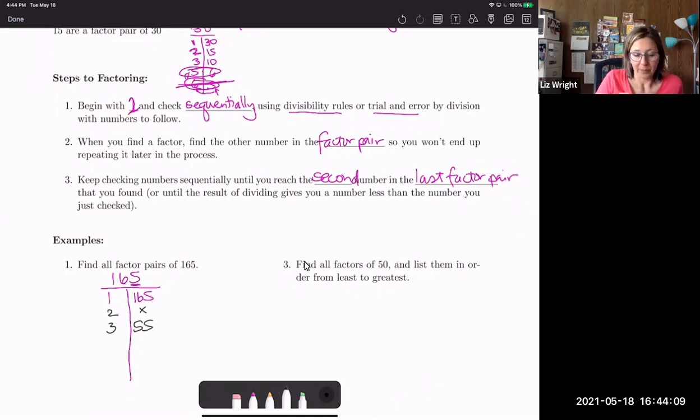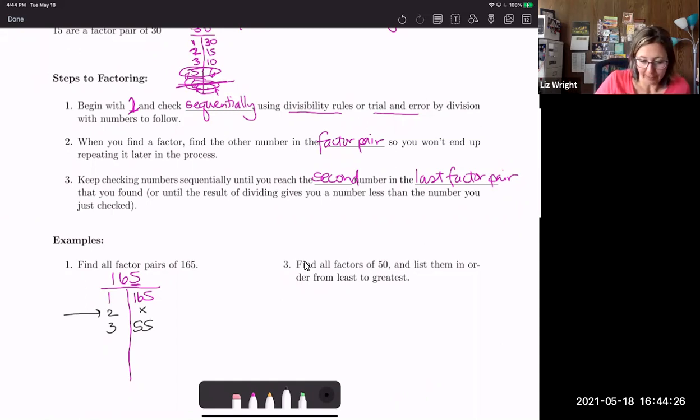And so you keep going. So you say, okay, how about 4? Nope, it's not even. So I'm going to point this out right now. If we know something's not even, we don't need to check any of the other even numbers. We don't need to do 4, 6, 8, 10, because if it's not divisible by 2, it's not going to be divisible by those other ones.